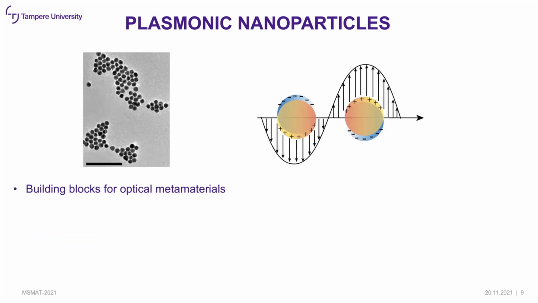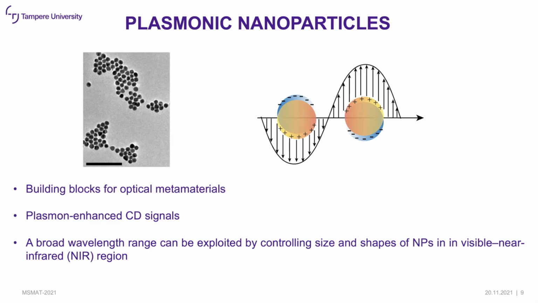It's not only about lowering the detection limit. Nanoparticles are also excellent building blocks for optical metamaterials, particularly if you use gold, because it's highly stable and non-toxic. It's also biologically highly relevant.